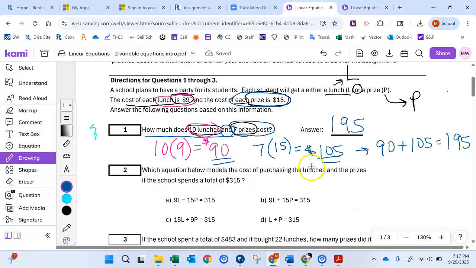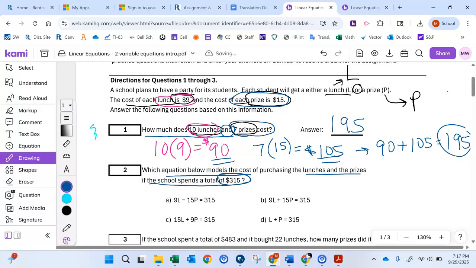The next question is, what equation could we use to model the cost of purchasing the lunches and the prizes? But this time, the school spends a total of $315. The previous question was $195, but now it is $315.